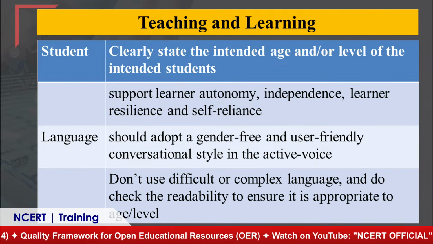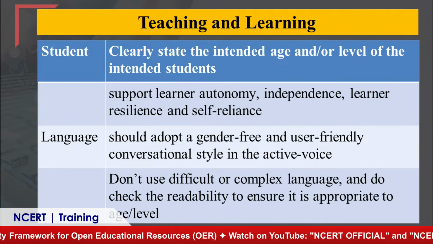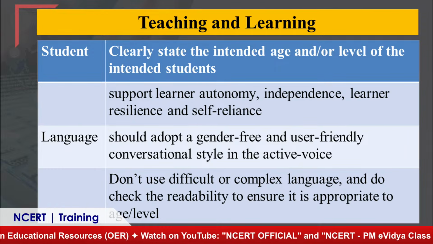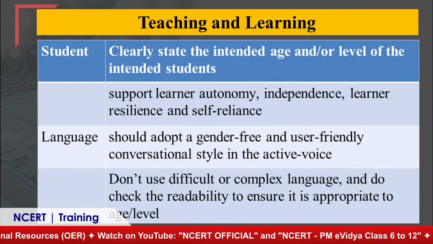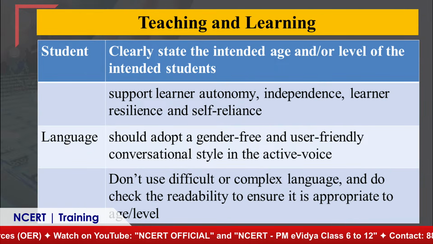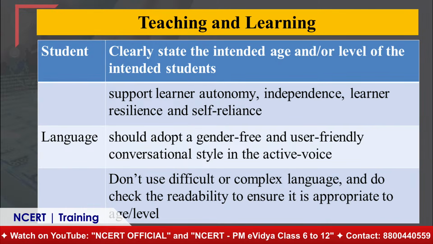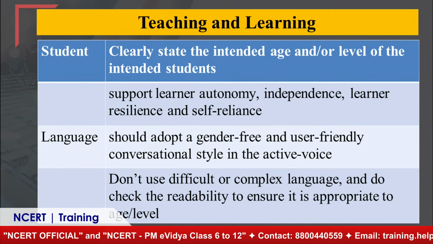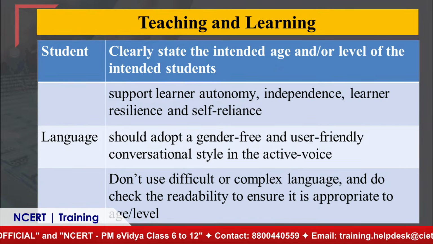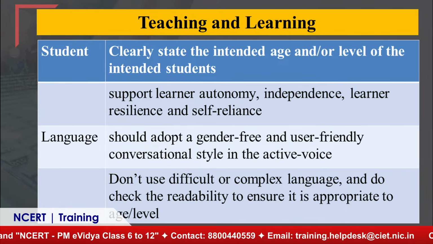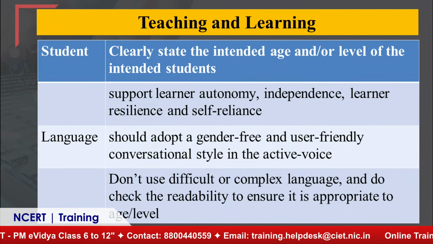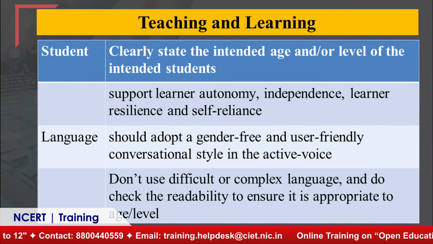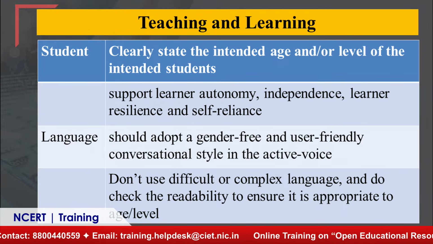So, it is very important to understand that whenever we are developing, authoring, or creating any OER, we should keep in mind the age appropriateness, the age level or the level of that particular learner. Another important point is that whenever you are talking about the autonomy, the independence or the resilience of the students, that should be kept in mind while you are authoring or developing open educational resources.